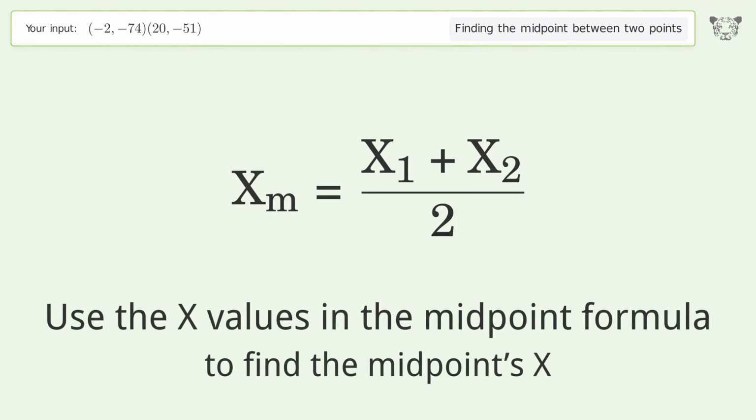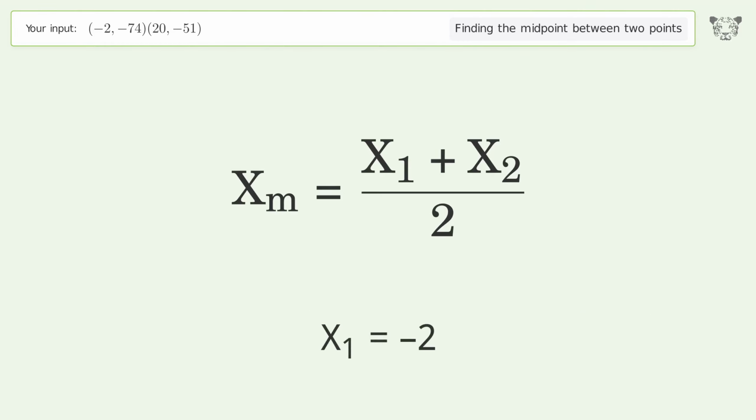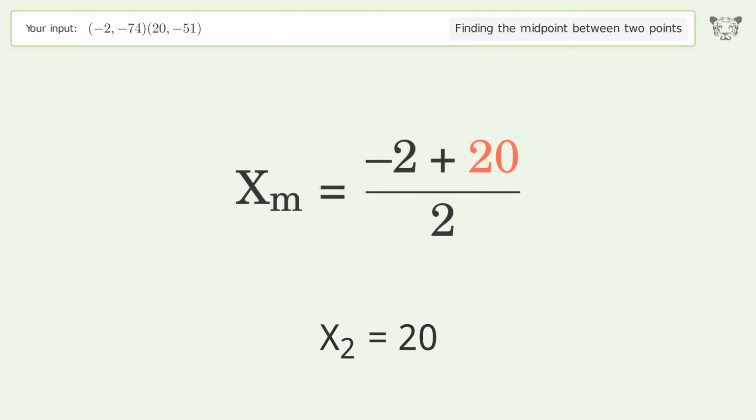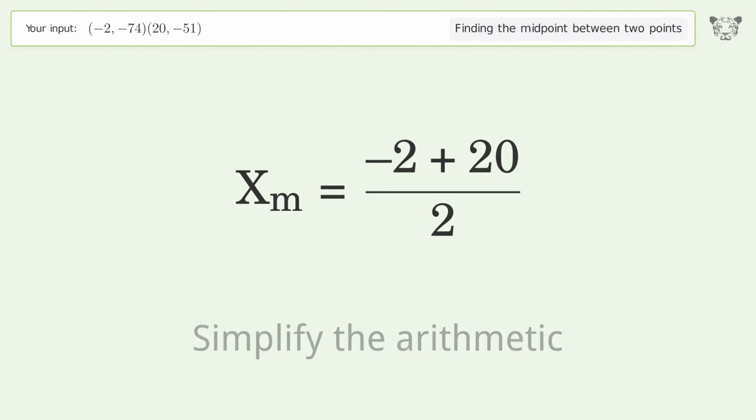Use the x values in the midpoint formula to find the midpoint's x. x1 equals -2. x2 equals 20. Simplify the arithmetic.